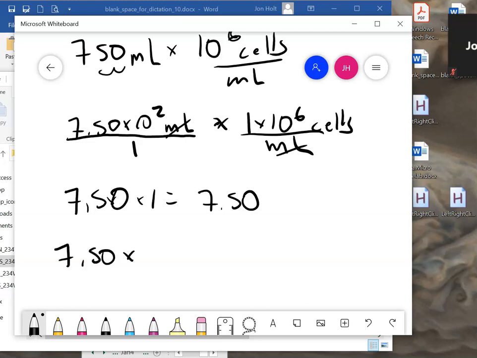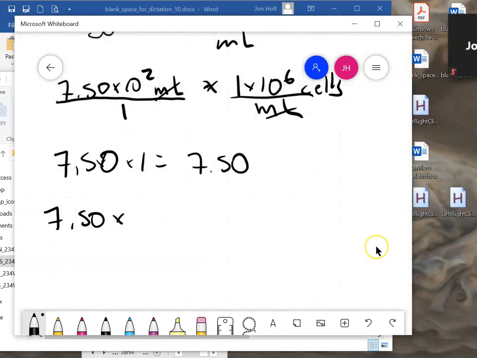And then what power of 10? So here we have 10 to the 2 times 10 to the 6th. So I'm multiplying this power of 10 and this power of 10. And when you multiply these together, you add the exponents. So that equals 10 to the 8th.